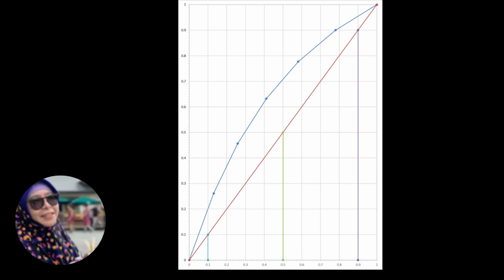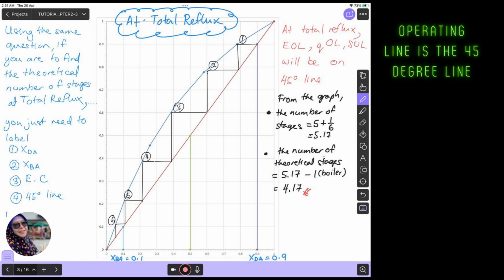The reason is very simple. You don't need to draw the other operating lines, such as the enriching operating line, stripping operating line, or q line, because the only operating line that you need is the 45-degree line. And this is how the graph looks like for total reflux.